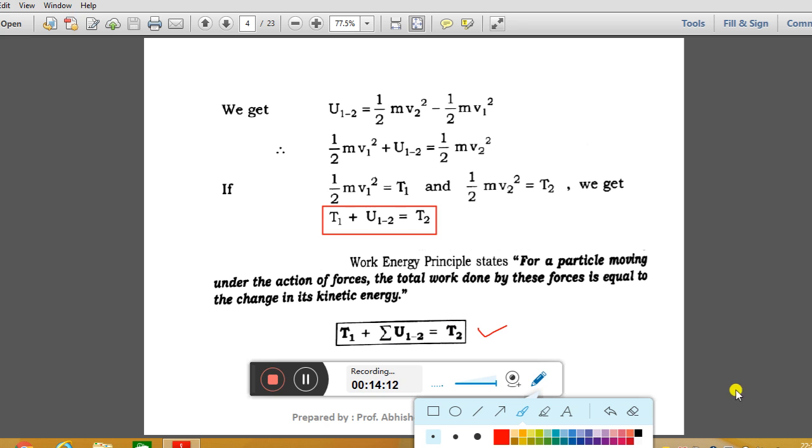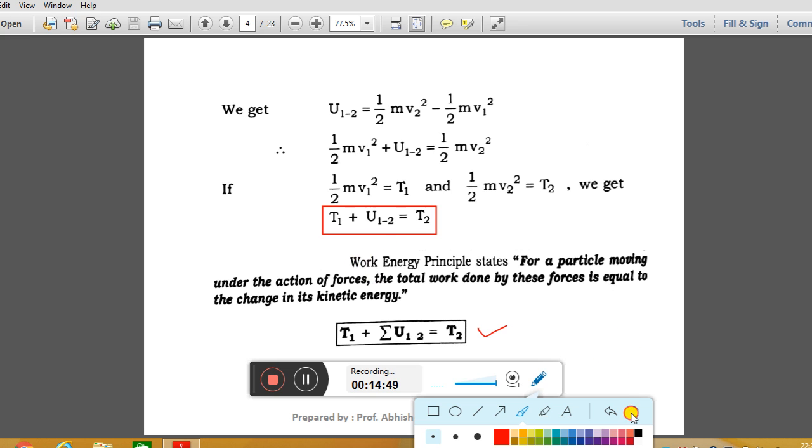Clear? So basically, what can we say about this? In the work energy principle there is no need to find the acceleration of the particle, and it is an alternate approach to Newton's second law. This principle is useful whenever the problem involves known and unknown parameters like force, mass, velocity and displacement.